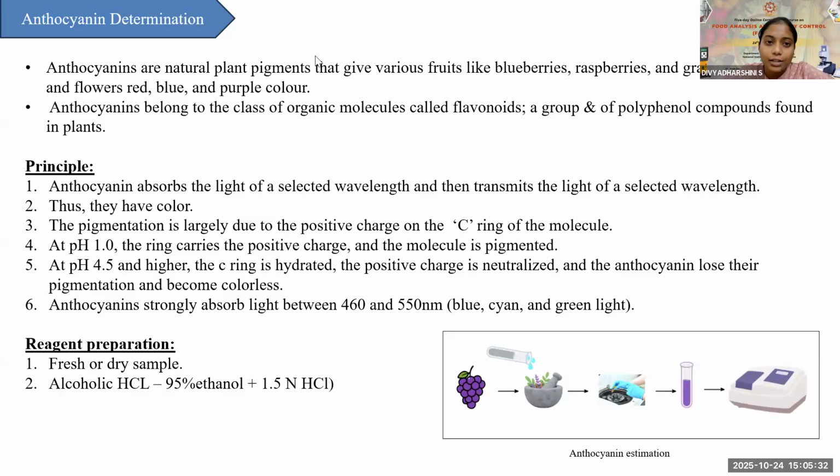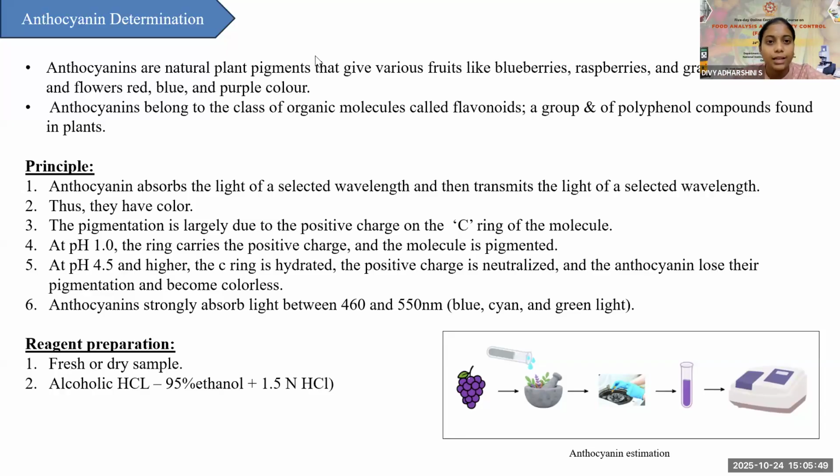This belongs to the class of organic molecules called flavonoids. Since it is a broad topic, micronutrients, I'm choosing the pigment compositions. Flavonoids are a group of polyphenol compounds which are found in plants. For anthocyanin, there will be two methods of estimation.